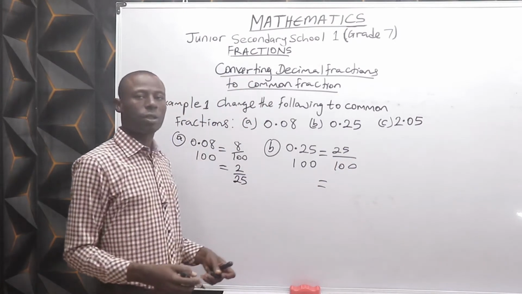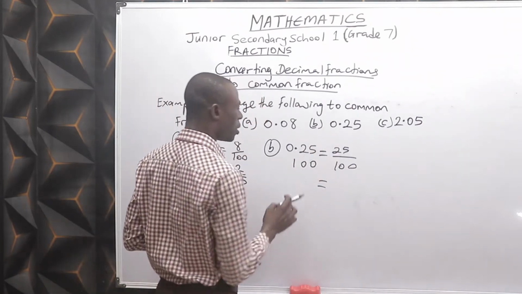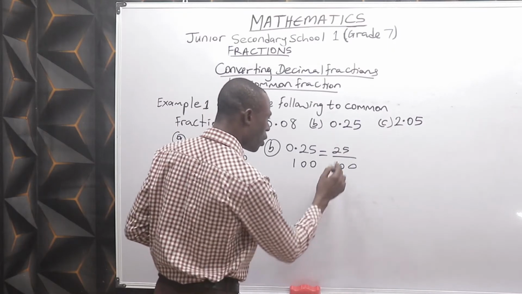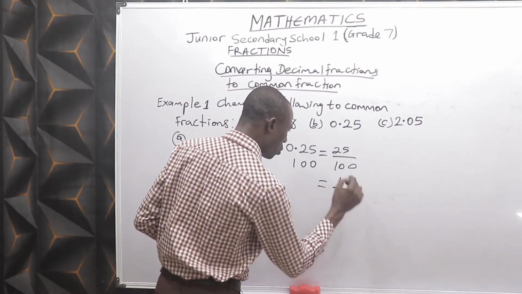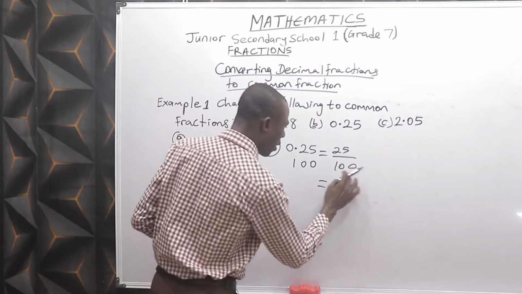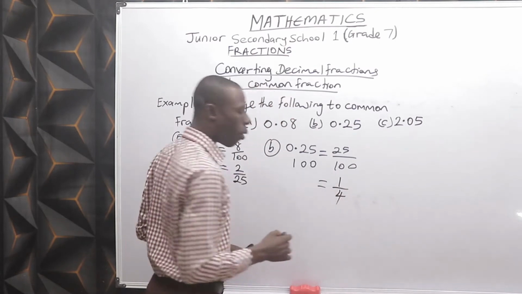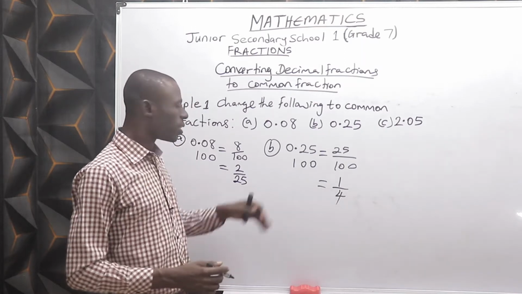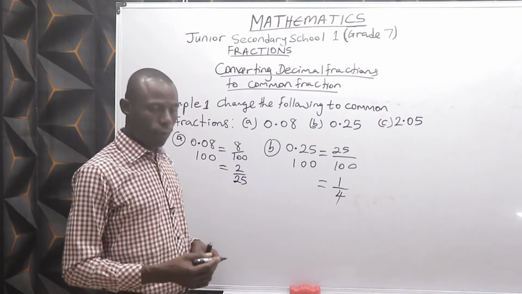So what is the common factor to 25 and 100? The highest one I will go for here is 25 itself. 25 in 25 goes 1 time. 25 in 100, 4. So we reduce 25 over 100 to 1 over 4, which is its lowest form.